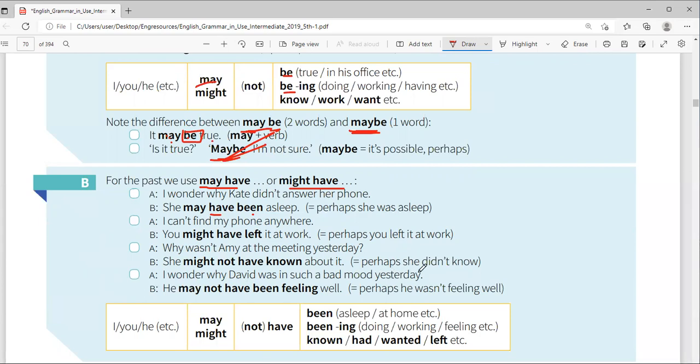Or maybe perhaps, you see, that's the meaning. Perhaps she didn't know. I wonder why David was in such a bad mood yesterday. And the person says, he may not have been feeling well. Yeah, you never know. He may not have been feeling well. All these are perhaps, it is possible he was in a bad mood. It was possible. But again, you are not sure about it, okay? You are not sure about the situation.